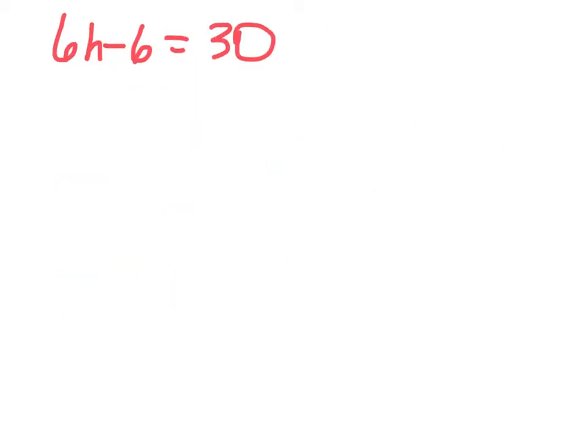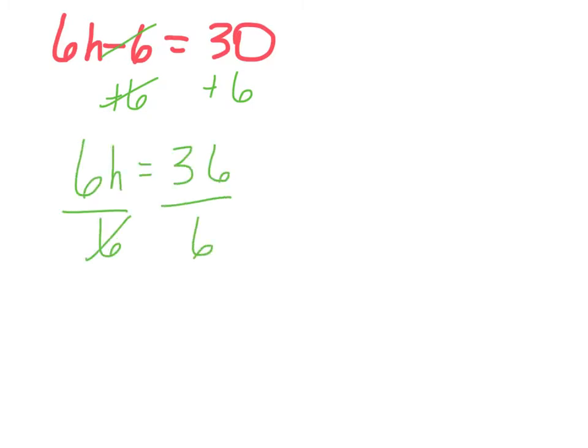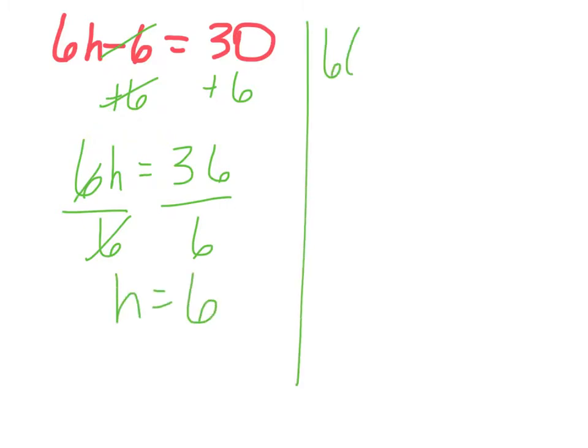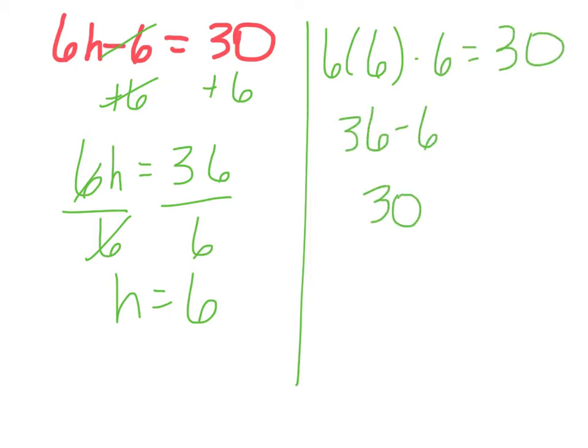Next equation, 6h minus 6 equals 30. First I'm going to add 6 to both sides, and 6h equals 36. Divide by 6, and h equals 6. And then I check it. 6 times 6 minus 6 equals 30. 36 minus 6 is 30, and that gives me the 30 on the other side as well.